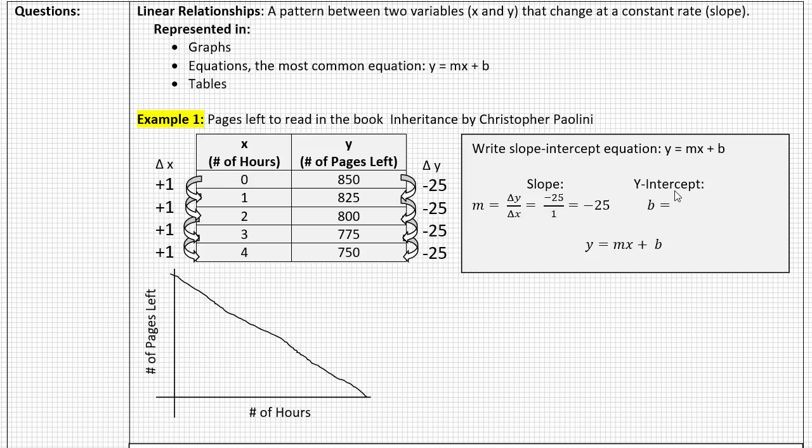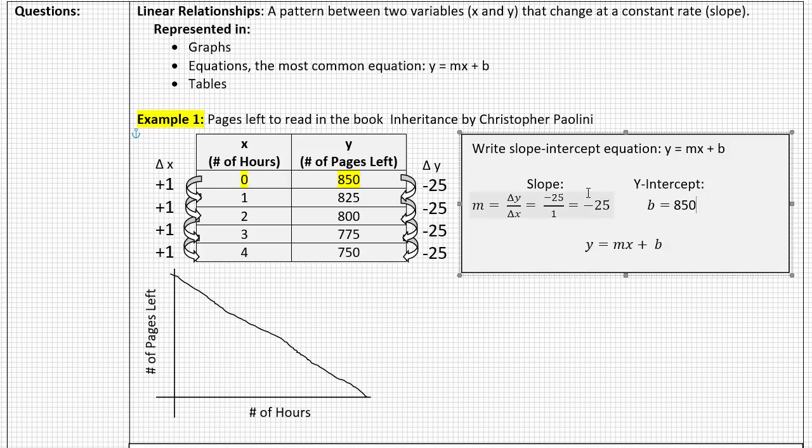And so the y-intercept is, well, where did it start, right? So when x is 0, what is y? So this is where I look right here. When x is 0, what is the y value, right? Because on our graph right here, when x is 0, where's it going to start? Well, for this, it starts out at 850 pages. So my y-intercept, or my b value, is 850.